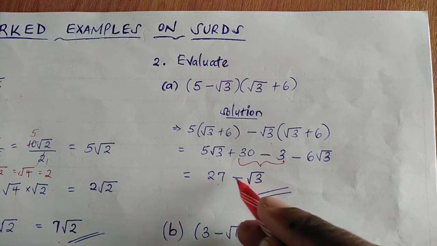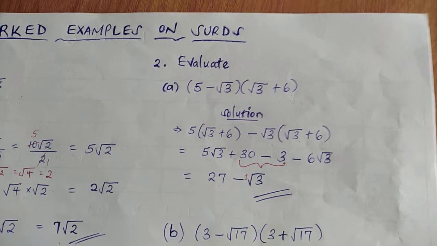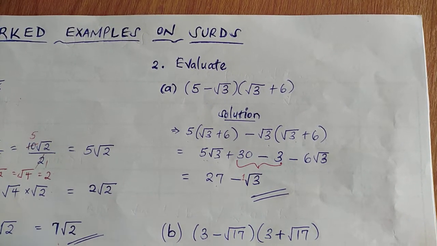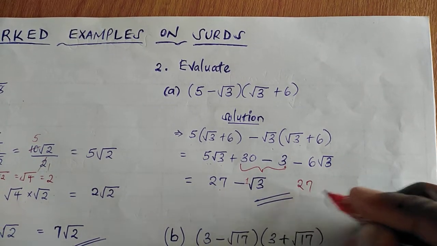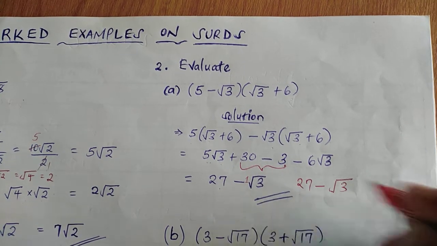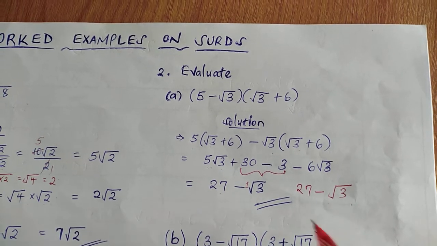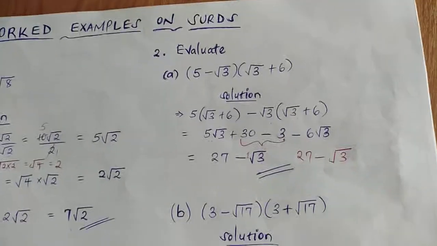So we are having minus 1 root 3, which is the same as minus root 3. It is the same as 27 minus root 3, because 1 root 3 is just the same as root 3.